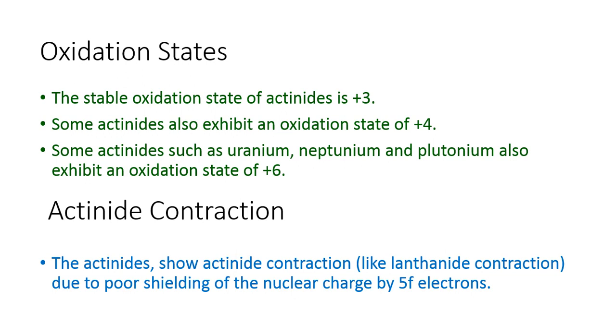The most stable state exhibited by actinides is plus 3 oxidation state. Some actinides also exhibit plus 4 oxidation state as well as plus 6 oxidation state. Usually plus 6 oxidation state is shown by elements like uranium, neptunium and plutonium. Like lanthanide contraction, actinides can also show the phenomena which is known as actinide contraction. The actinide contraction is also due to the poor shielding of nuclear charge by 5f electrons.